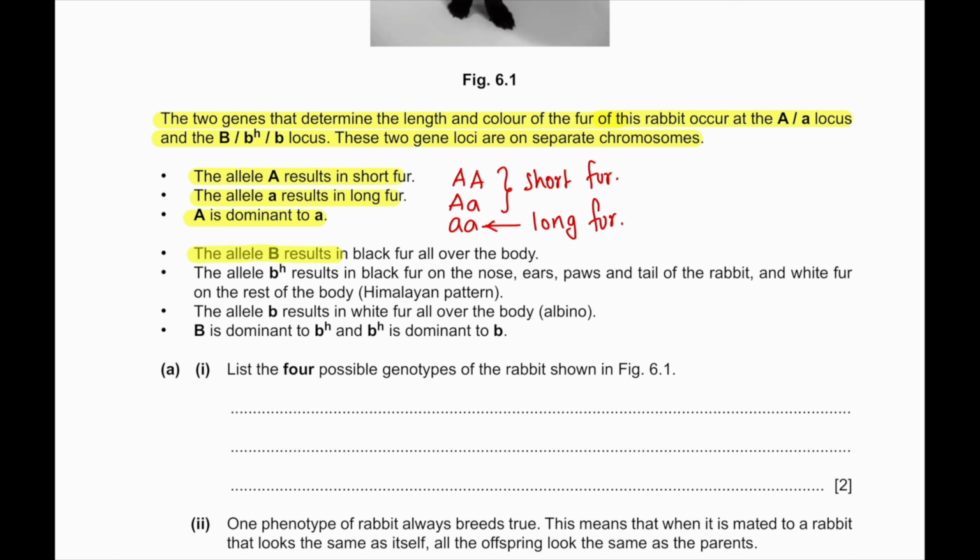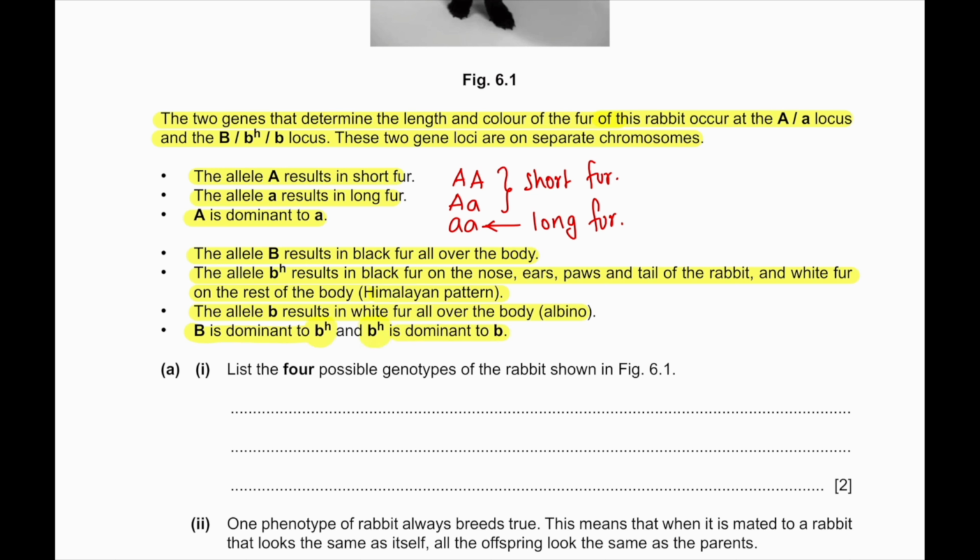The capital B results in black fur all over the body. The small bh results in black fur on the nose areas, paws and tails of the rabbit and white fur on the rest of the body, which is a Himalayan pattern. The allele small b results in white fur all over the body, which produces albino. Capital B is dominant to bh and bh is dominant to small b.